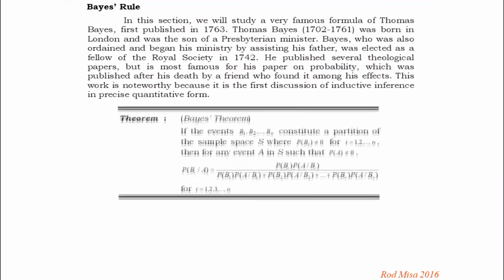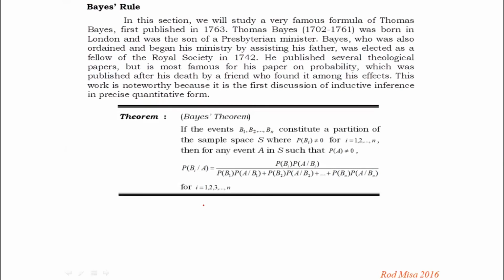So what is this Bayes theorem? The Bayes theorem states that if the events B1, B2 up to Bn constitute a partition of the sample space S, where the probability of this B sub i is not 0 for all the i's from 1 to n, then for any event A in S such that the probability of this A is not 0 is given by this formula.